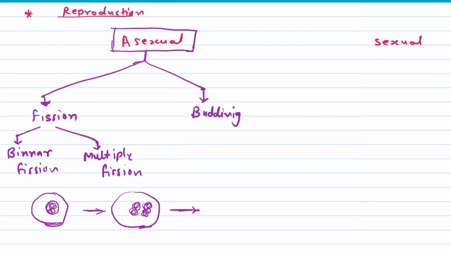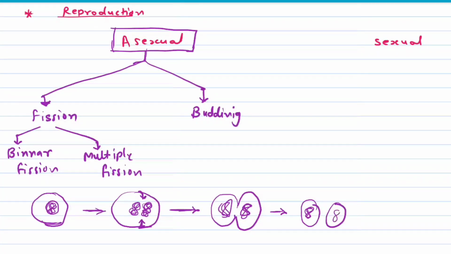Then this parent cell will start dividing by cytokinesis followed by karyokinesis. Following this process, this protozoan becomes two protozoans from a single protozoan, without any need of partner cells. So this process is called binary fission.